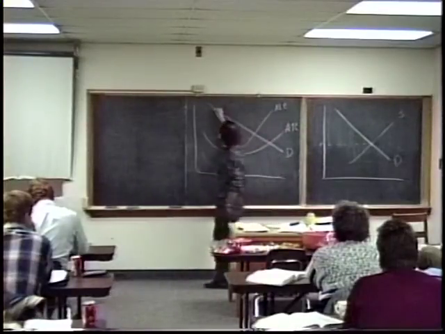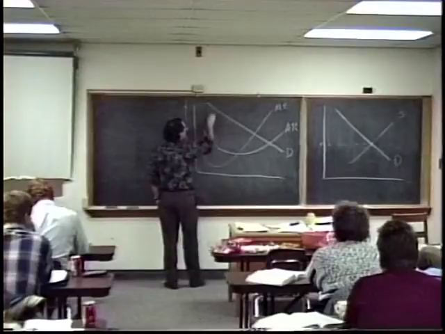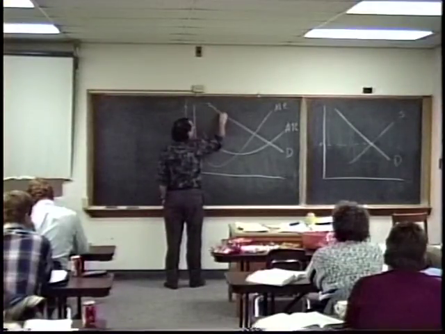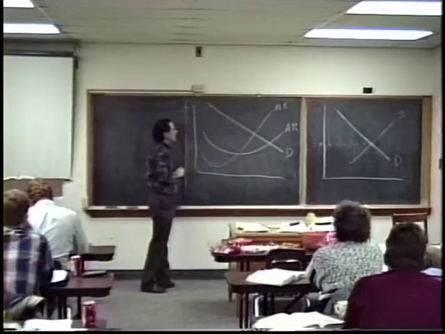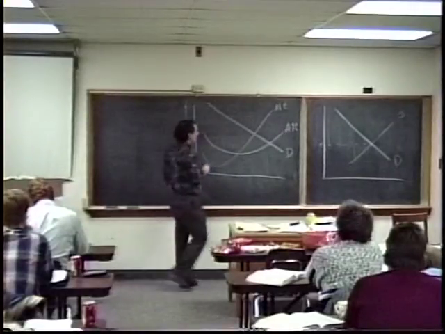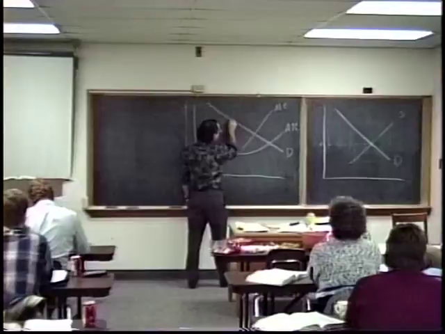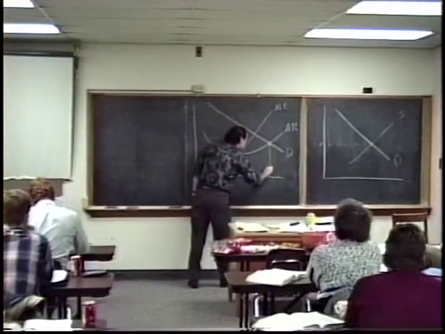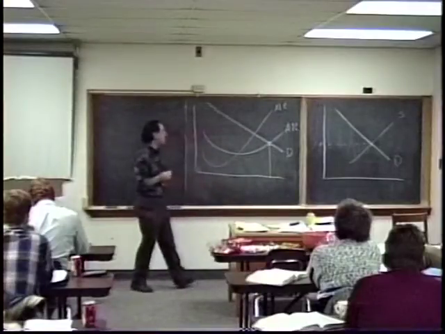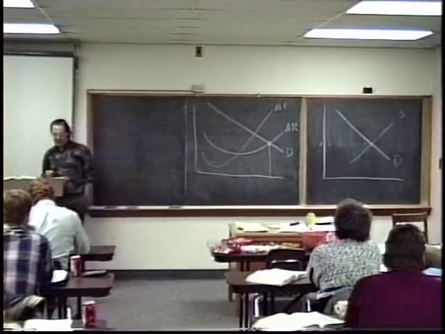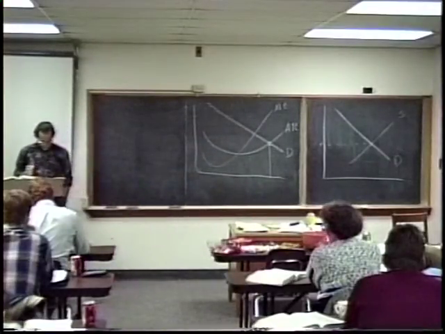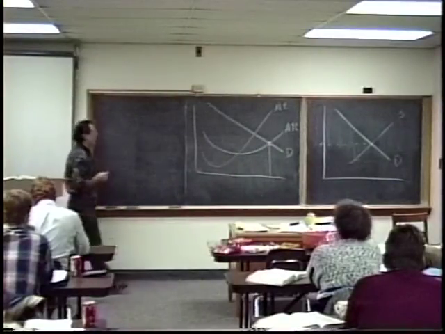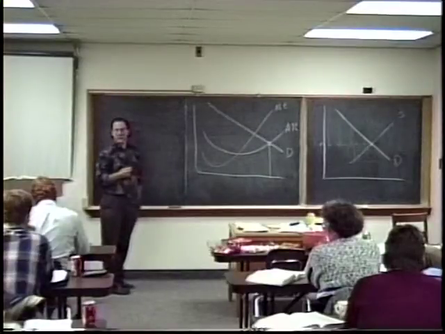In other words, your first unit, you're going to get that much revenue. Your second unit, you're going to get that much. And you will essentially keep going up to this point. You will produce up to the point where demand is equal to average total cost.